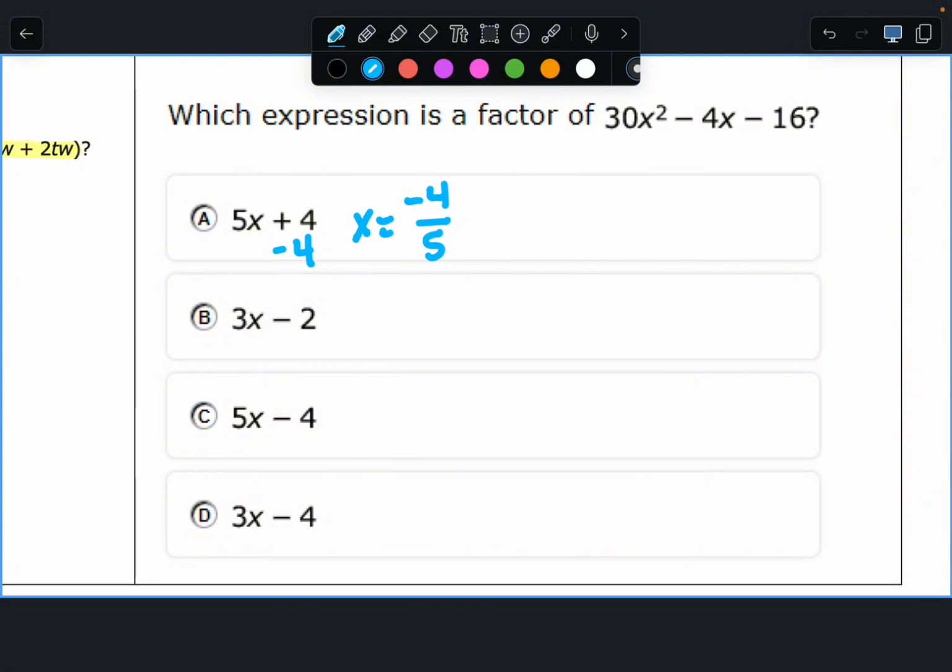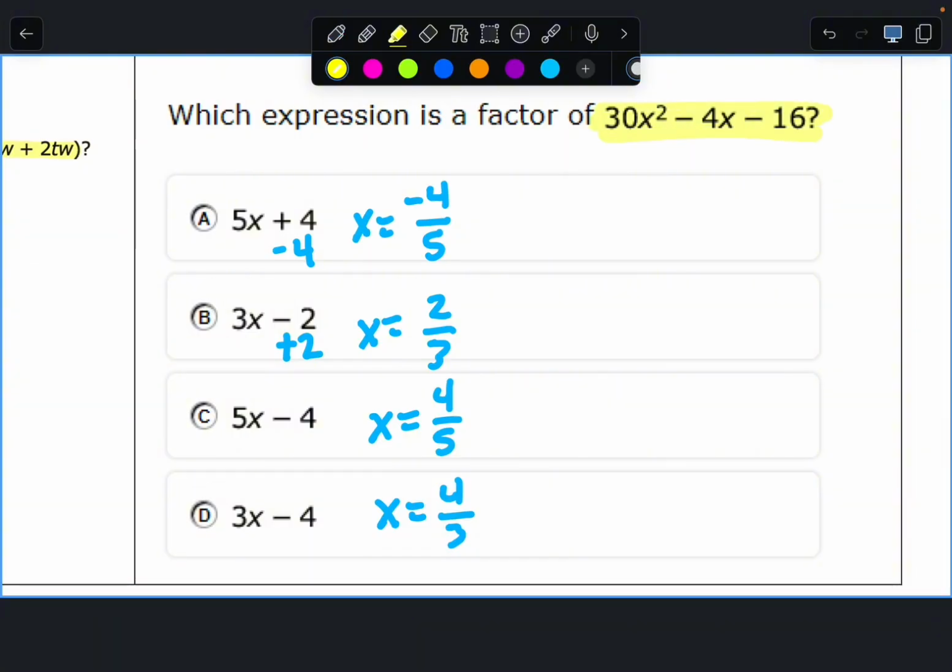What do I do with the 2? Add the 2. So positive 2 and then divide by 3. So x equals 2 over 3. The next one would be plus the 4, so it's 4 over 5. Divide by 5. The next one, add the 4. 4 over 3. And then divide by the 3. So these are all x-intercepts. I can put this into y equals.